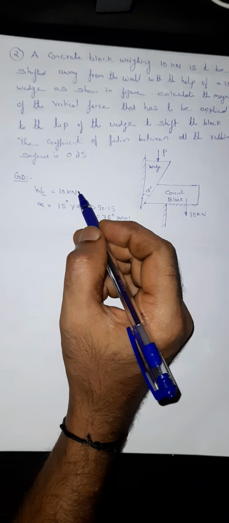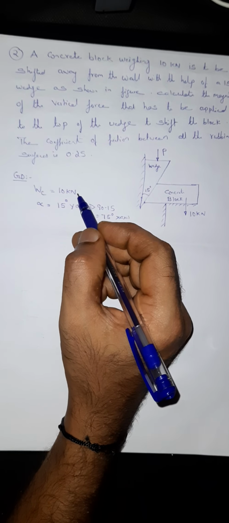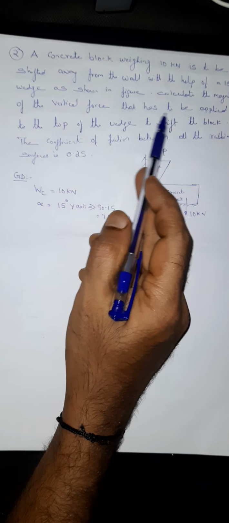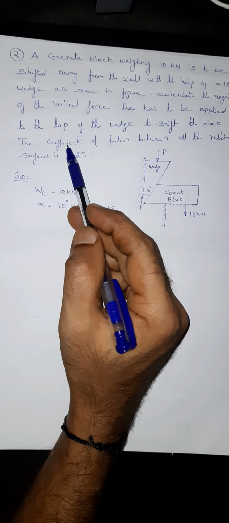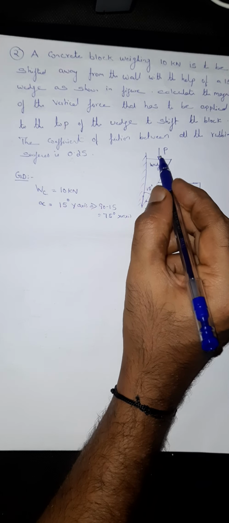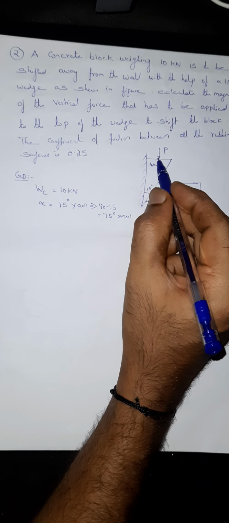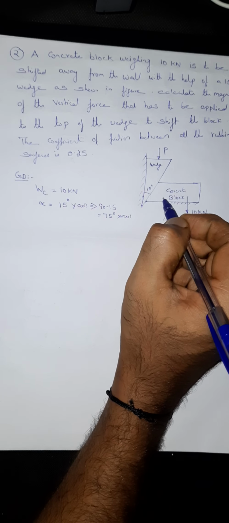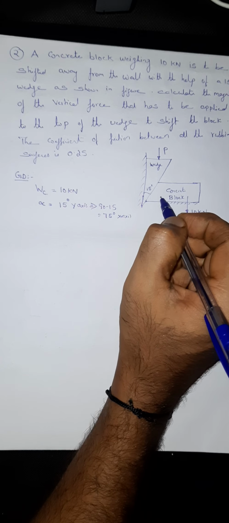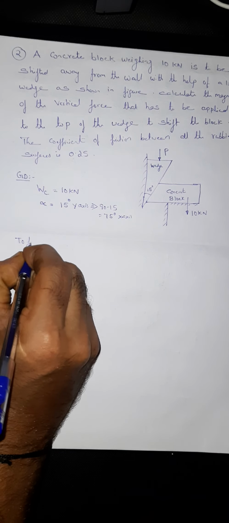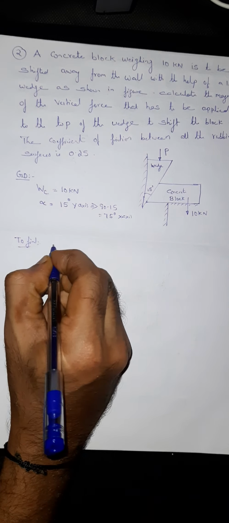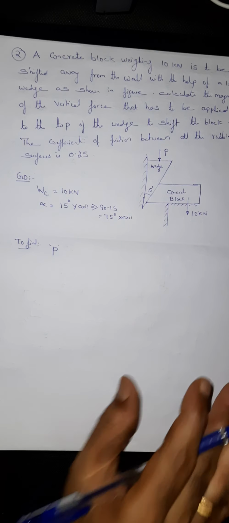So now calculate the vertical force that has to be applied to the top of the wedge to shift the block, right? P, when you apply some force, naturally the block will move, isn't it? So that is the P which you need to find. To find is P, the force required on the top of the wedge.